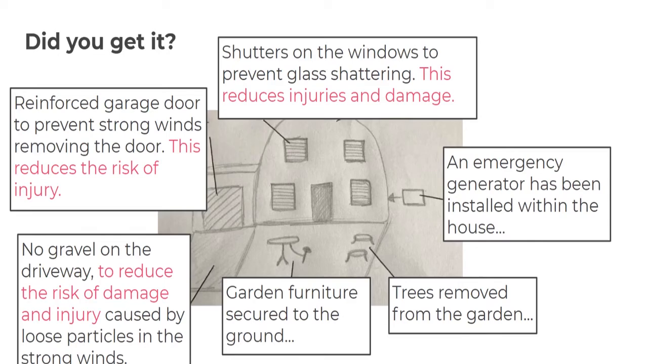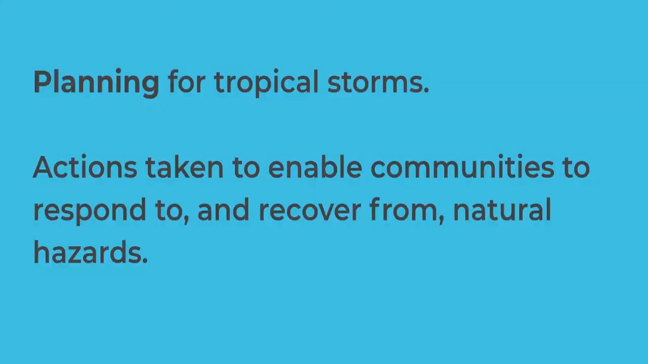So if I was to improve my model, I would ensure that I extend each of those points fully to explain why they've been included in the design. So just ensure in your design that you have explained which features you've included and why it's really important to have them in a tropical storm-proof building.